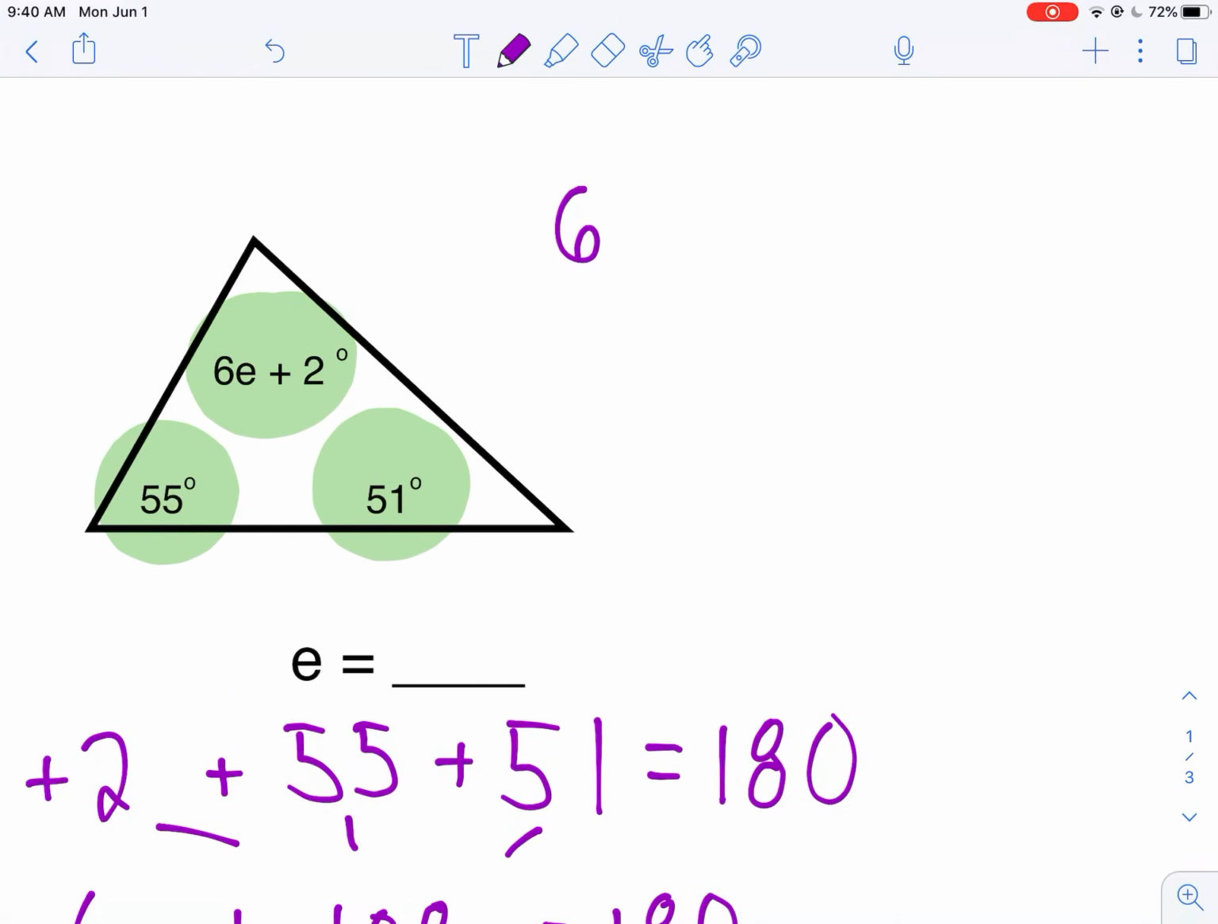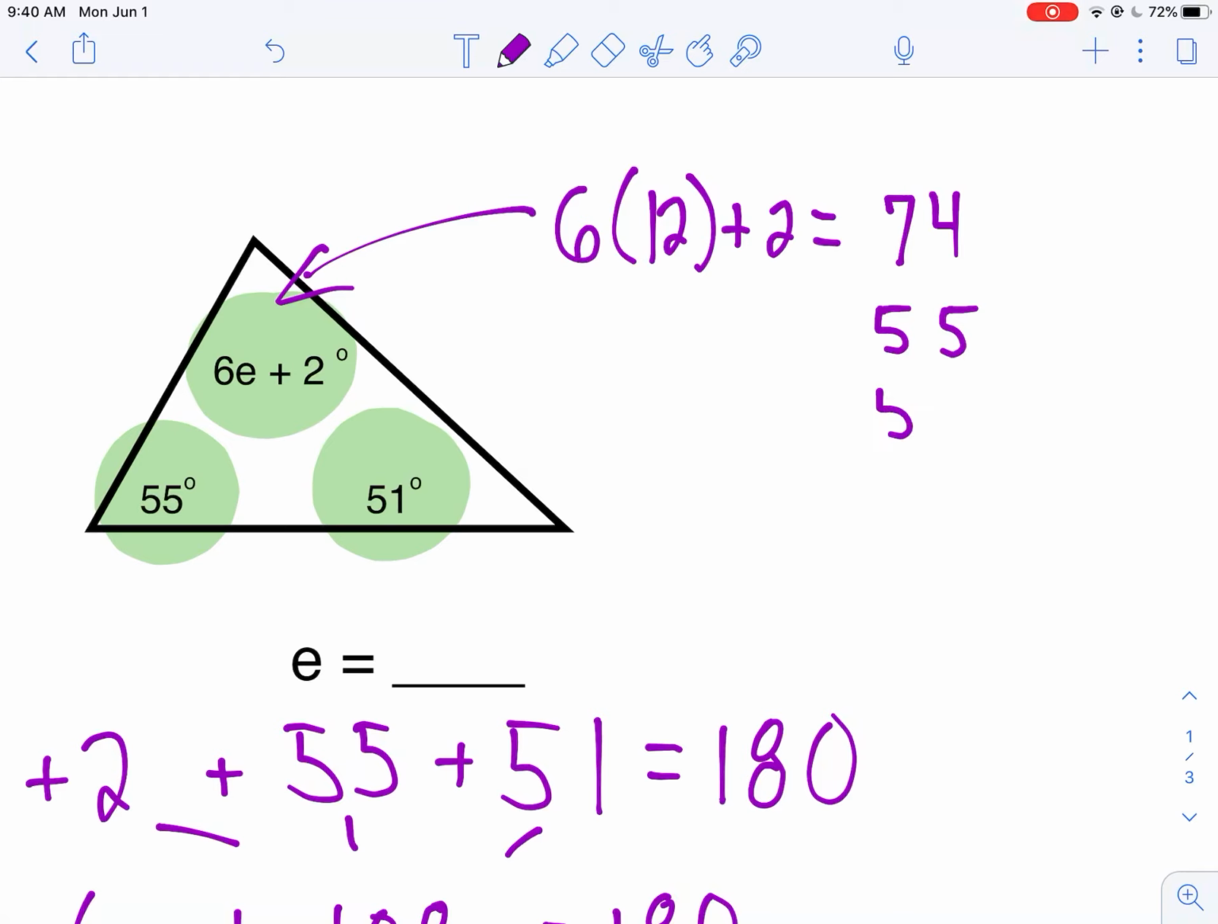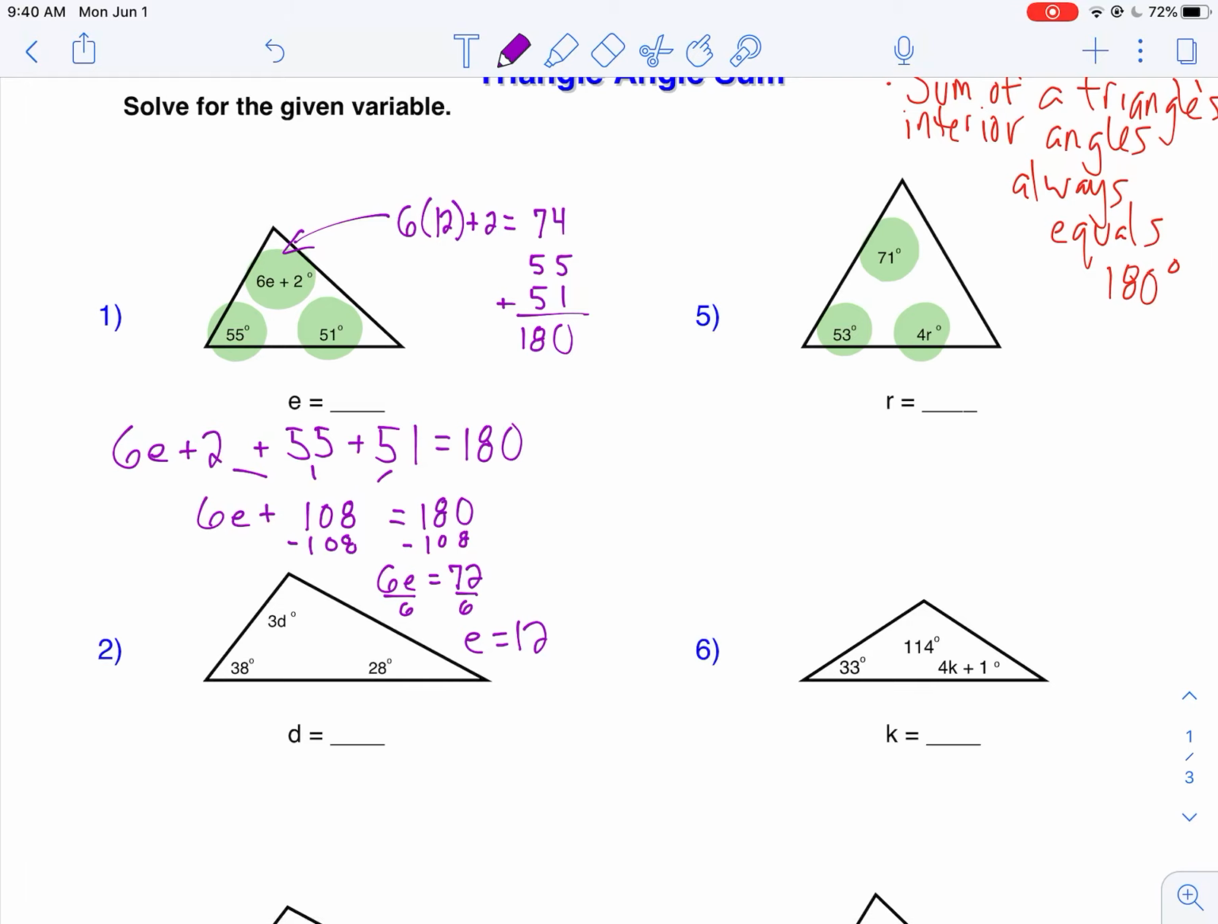So 6 times 12 plus 2. So what I'm doing is I'm inserting it back in here. You get 74. And then just to double check, 74 plus 55 plus 51. If you add those all up, guess what you get? 180. So I know I did it right. So that's your goal today. You're going to be solving for the variable in all of these. Let's do the next one.